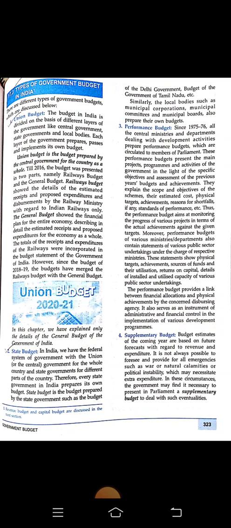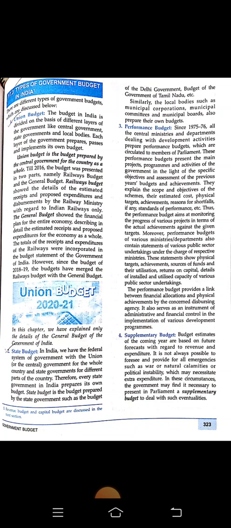Union budget. The budget in India is divided on the basis of different layers of the government, like the central government, the state government, and the local bodies. Each layer of the government prepares, passes and implements its own budget. So the union budget is the budget prepared by the central government of the country as a whole.